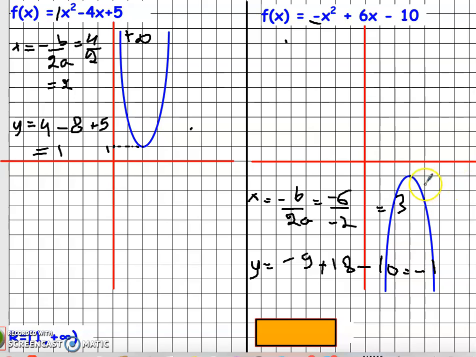Now the lowest value that y can take is minus infinity, and the highest value is minus 1. So the range of this function is minus infinity to minus 1.